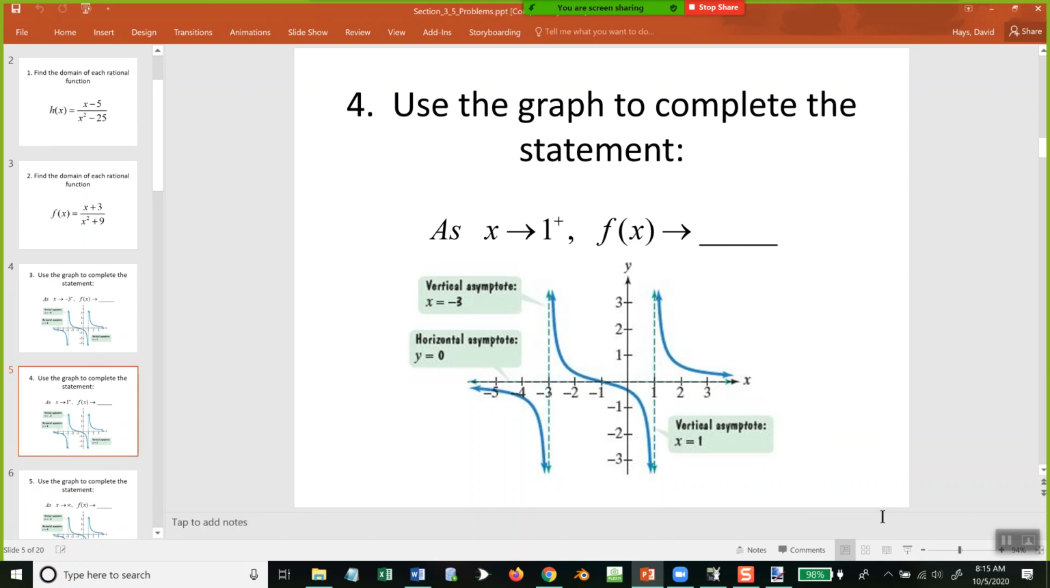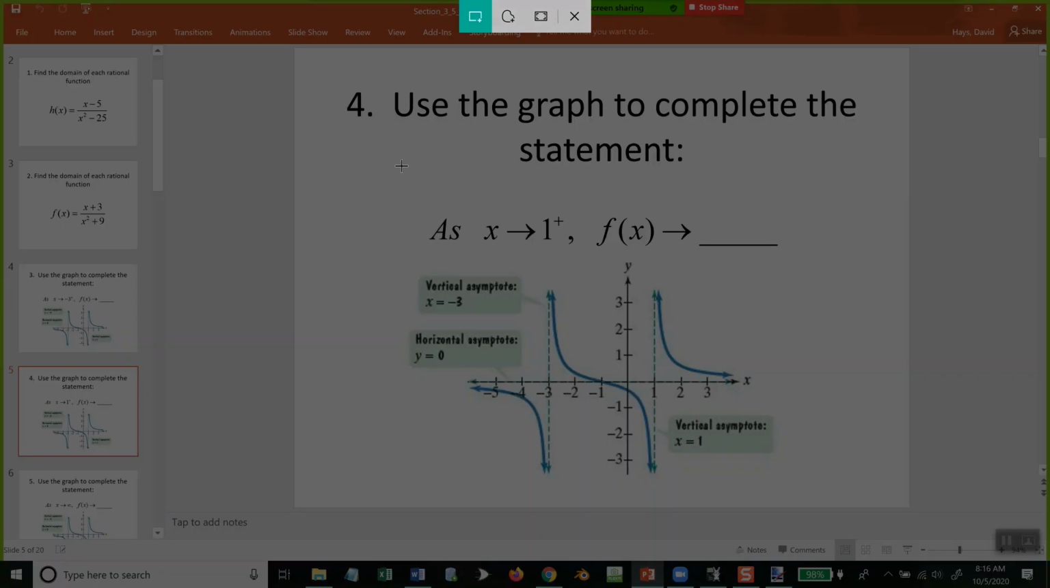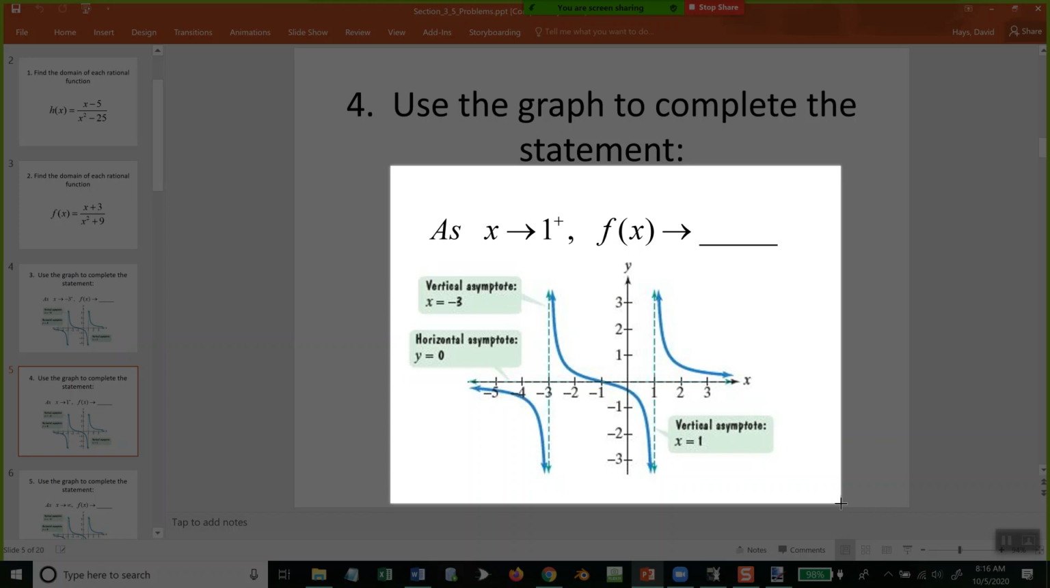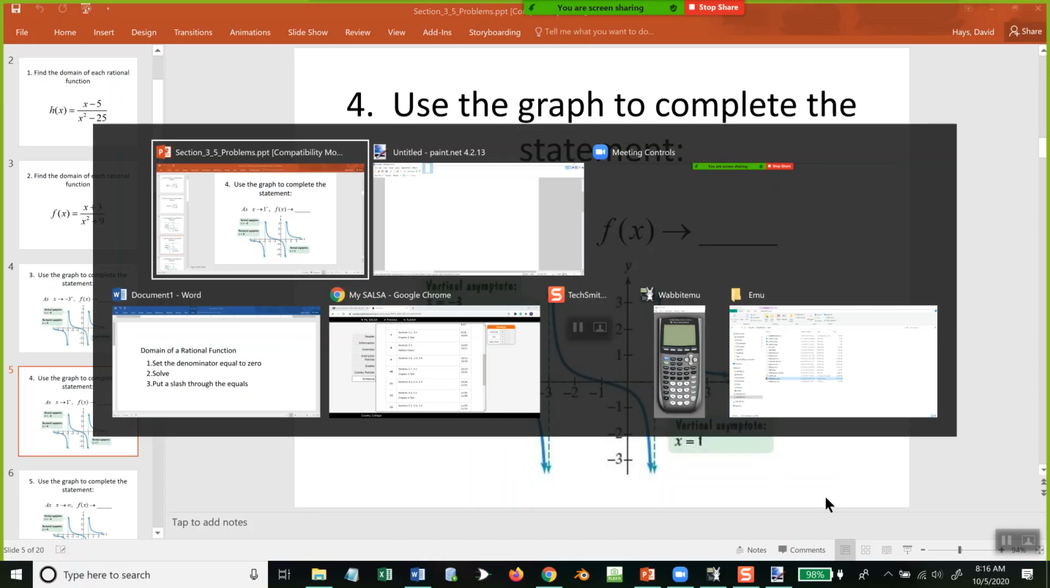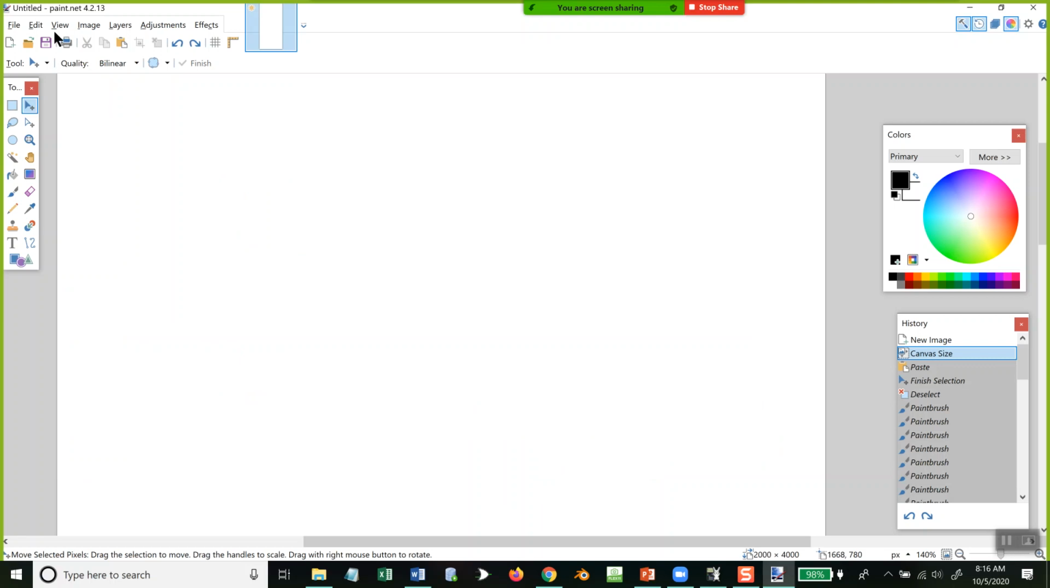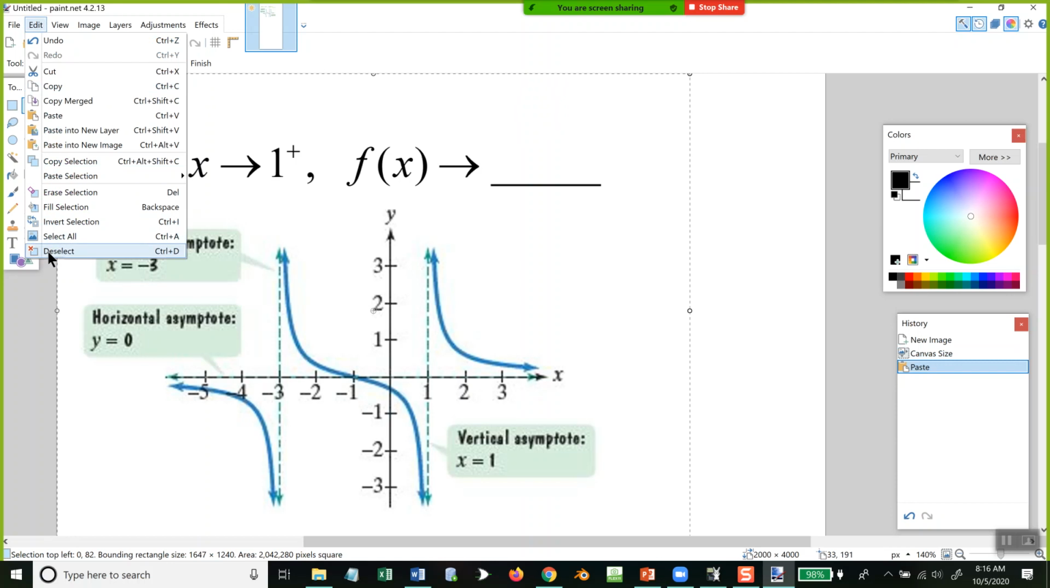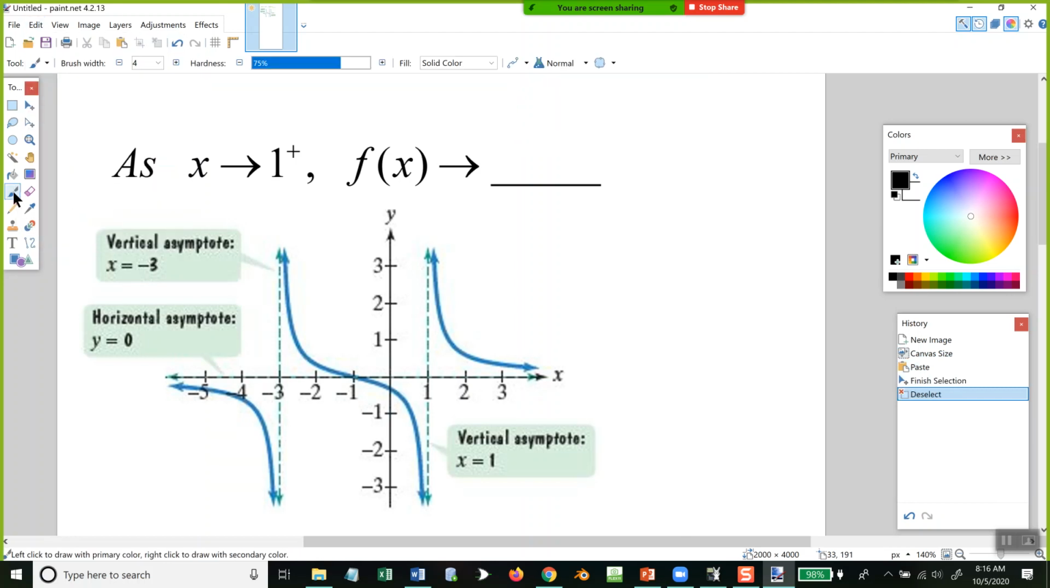Now, next problem here. This says as x approaches positive 1 from the right-hand side. Well, here's positive 1. I'm coming from the right-hand side, so I'm tracing my graph, getting closer and closer to x equals 1. Y is, again, going up forever. Going up forever is positive infinity.